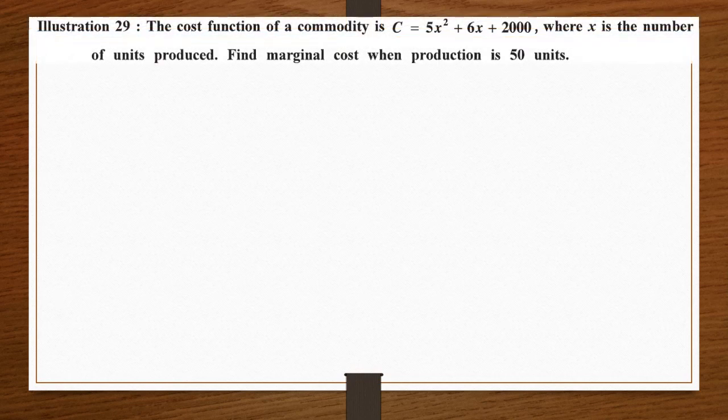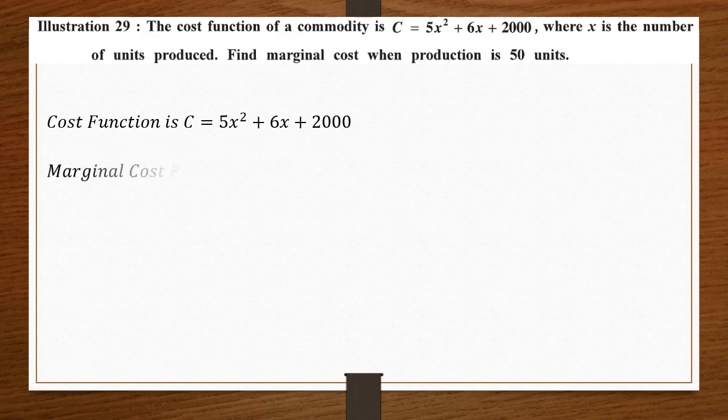Let us take one illustration for the cost function also. Illustration 29: the cost function of a commodity is C is equal to 5x square plus 6x plus 2000. X is the number of units produced and we have to find the marginal cost when production, that is X, is 50. As the cost function is quite easy, we don't have complexities like finding the revenue function and then finding marginal revenue. We can directly find the marginal cost, that is dC upon dX: 5x square will be 10x, 6x will be 6, and 2000 will be 0.